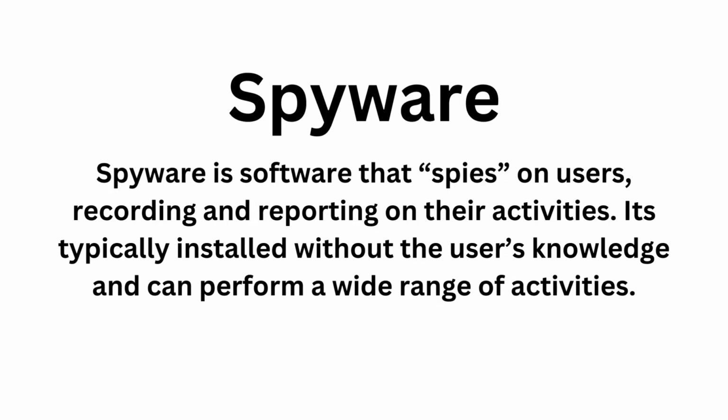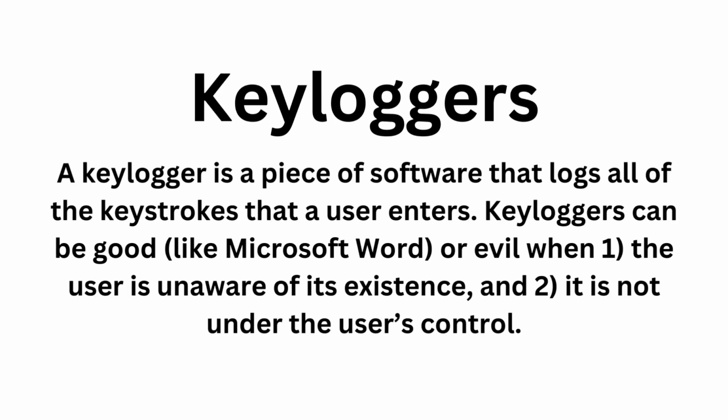Spyware. Spyware is software that spies on users, recording and reporting on their activities. It's typically installed without the user's knowledge and can perform a wide range of activities. Keyloggers. A keylogger is a piece of software that logs all of the keystrokes that a user enters. Keyloggers can be good, like Microsoft Word, or evil, when either the user is unaware of its existence and/or it is not under the user's control.